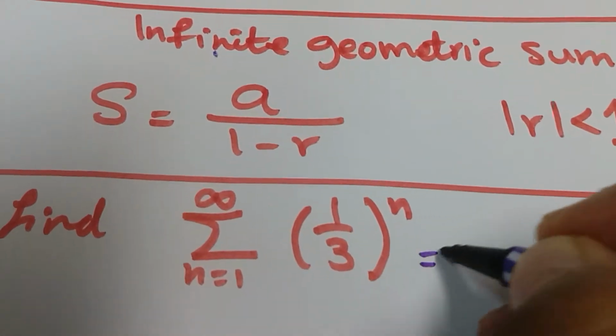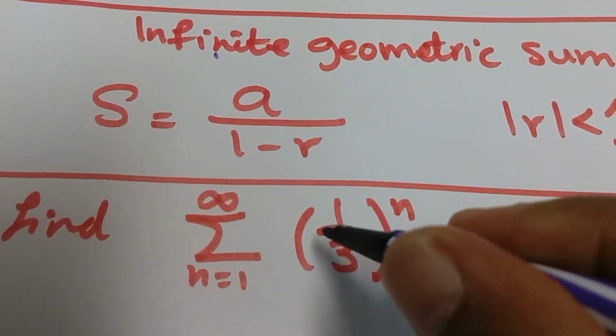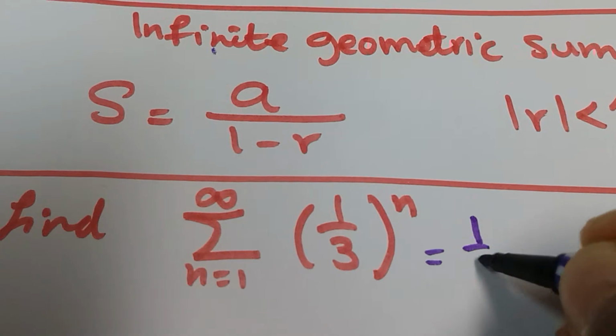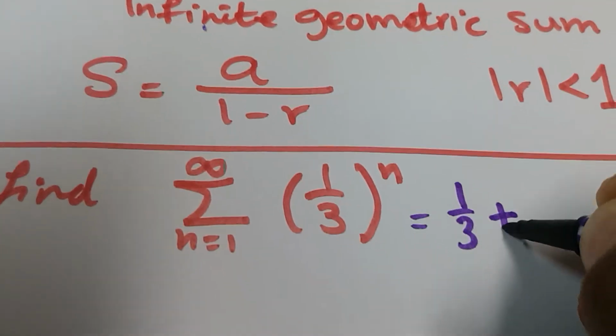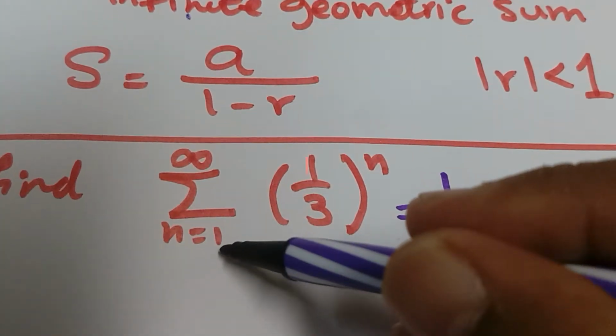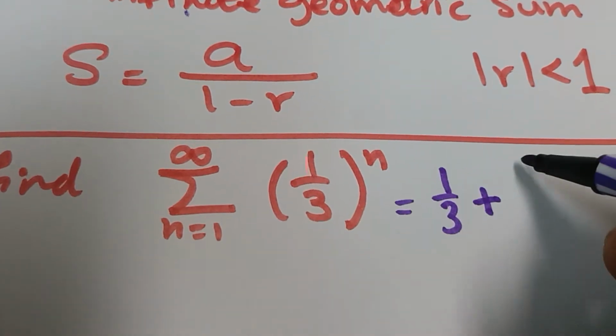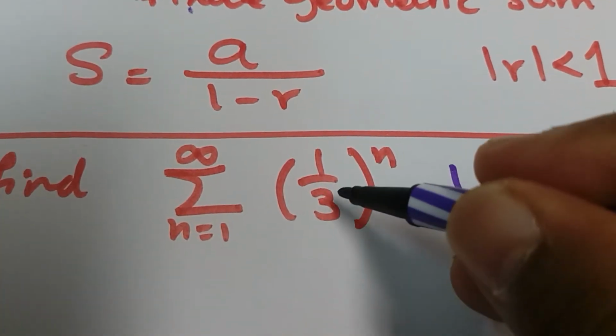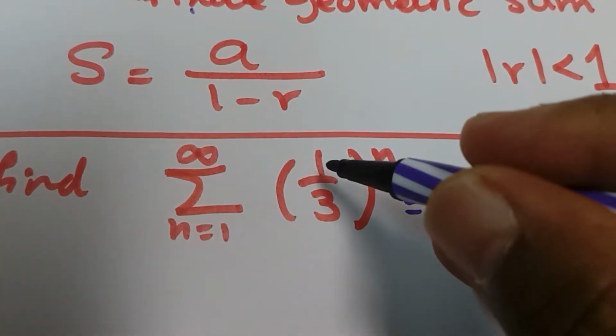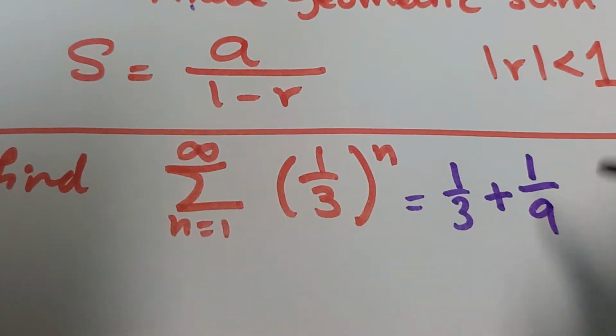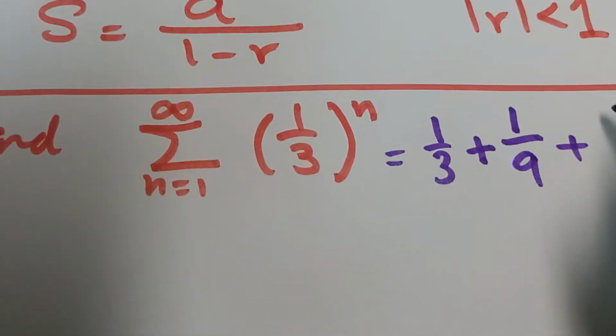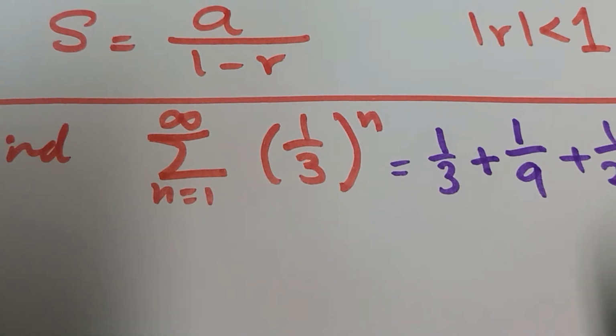Of course, if you don't know this notation, you just need to substitute 1 at the beginning, so you get 1 over 3. Then you get a plus, then you substitute the next term, n equal to 2. So you'll get here 1 over 3 squared, so 1 squared, which is 1, and 3 squared, which is 9. Then you substitute 3, so you get 1 over 27, and so on.